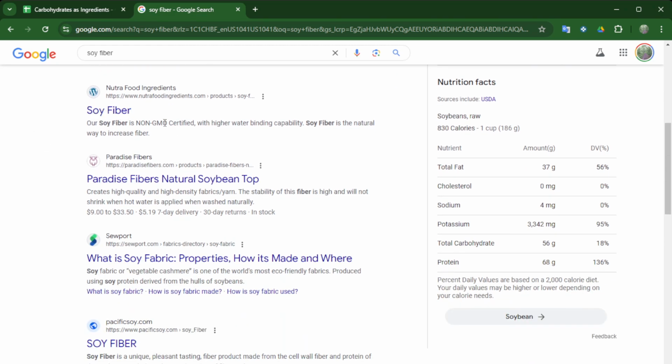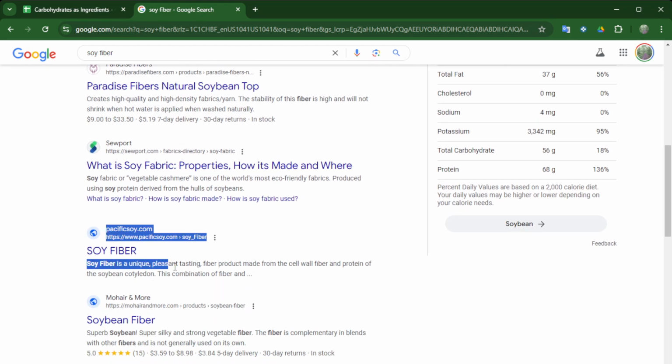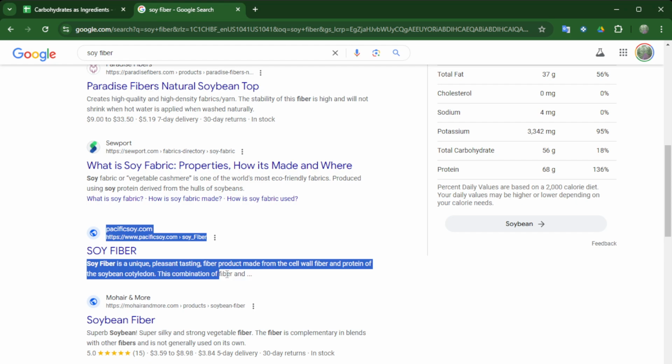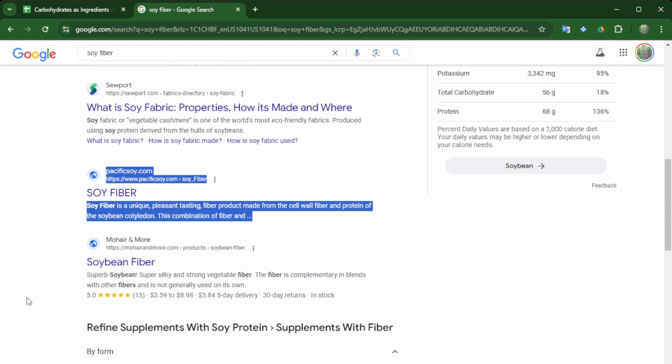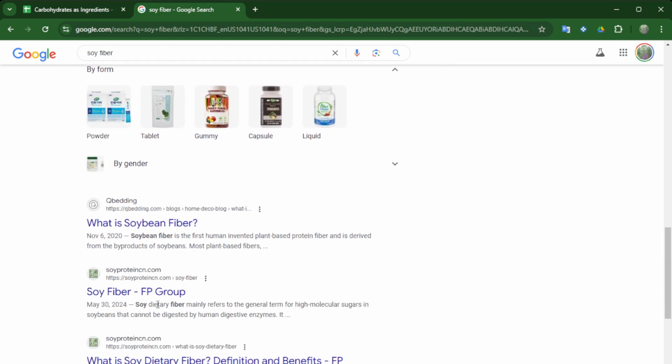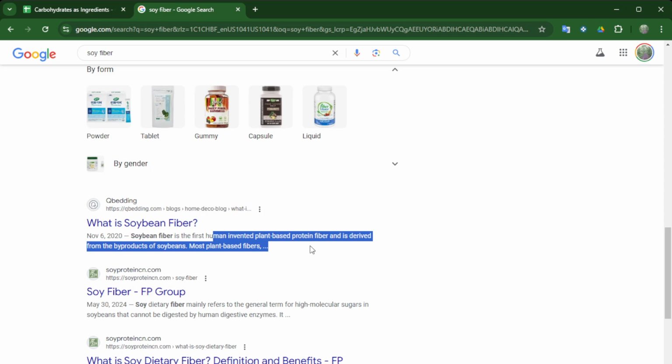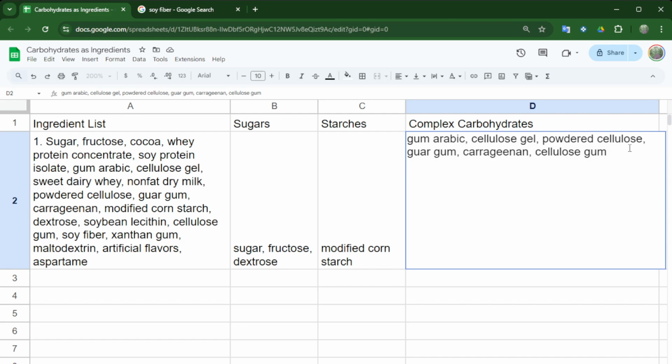So soy fiber, higher water binding capability. Soy fiber is a natural way to increase fiber. So a fiber product made from cell wall fiber, and this tells us a little bit about protein, but that keyword fiber is telling us soybean fiber is the first human invented plant-based protein fiber. Byproduct of soybeans. Okay, so it's taking the fiber from the soybean, the cellulose from the soybean, and it's concentrated so that we're adding it as a functional ingredient. So soy fiber is going to go under complex carbohydrates.